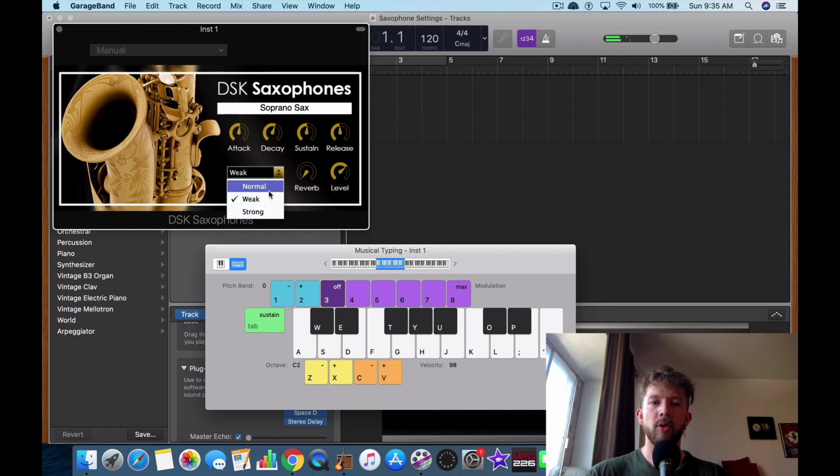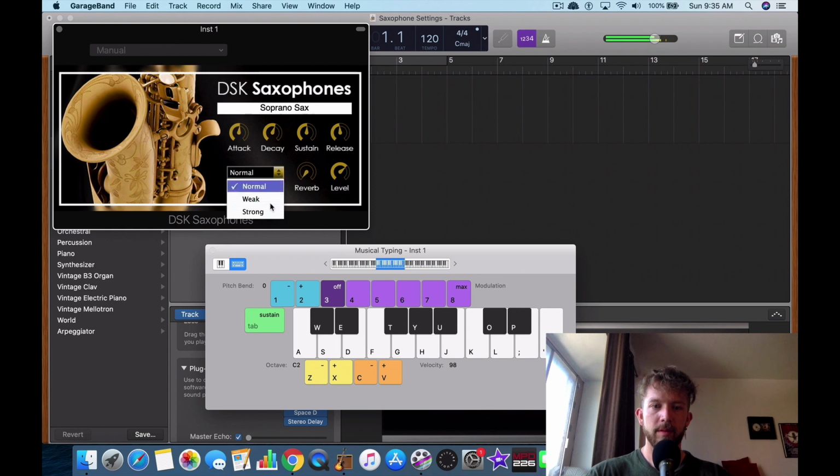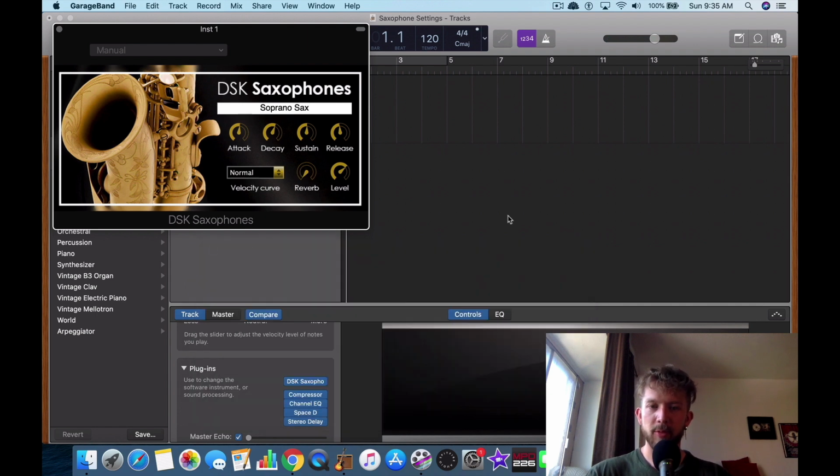But then when you put it at normal, that's more normal, of course. I would just keep it at normal, frankly. And then, of course, your reverb. Your reverb is pretty self-explanatory. Everyone knows what reverb is.